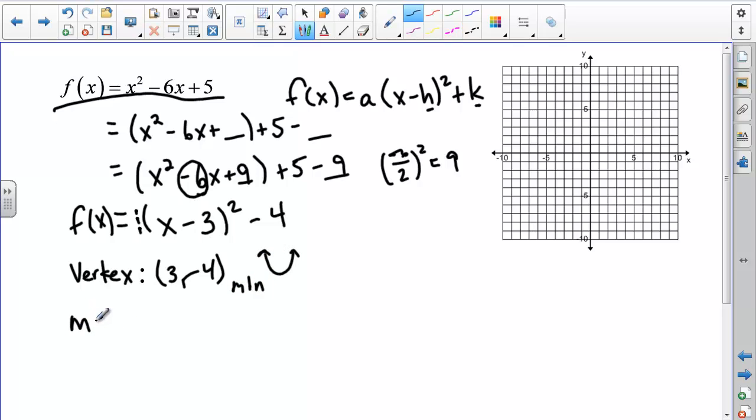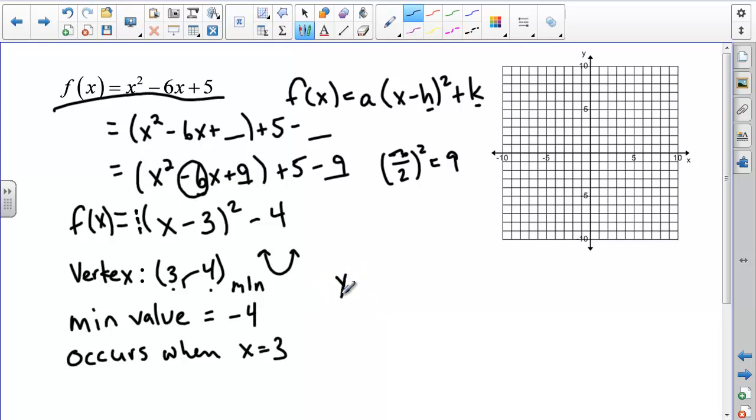And our minimum value is the y value of that. So minimum value is -4. And that occurs when x is 3. And so we just took this vertex and said the minimum value is the y value, and that occurs at the x value. The other things that we can identify are the x and the y-intercepts.